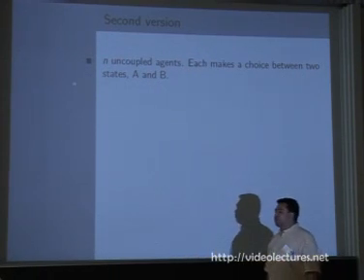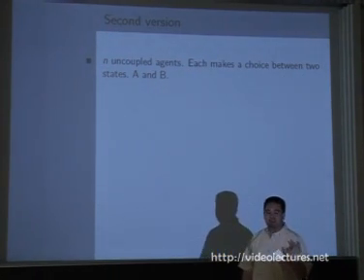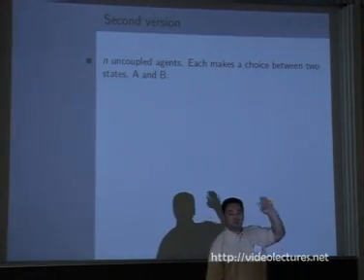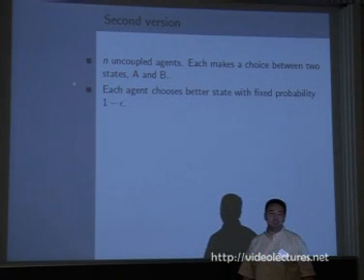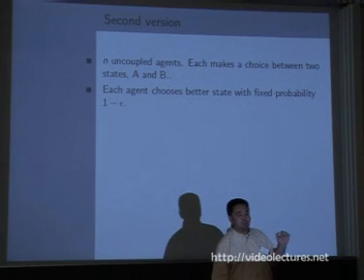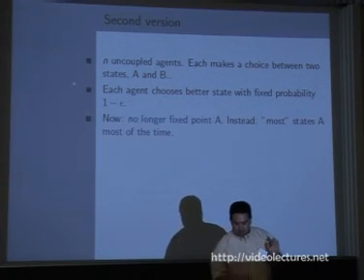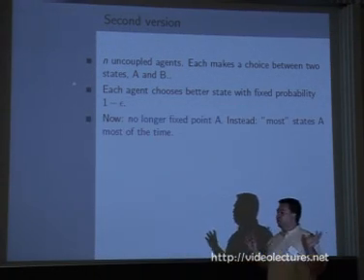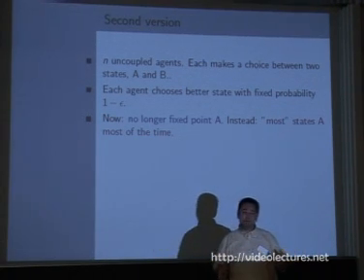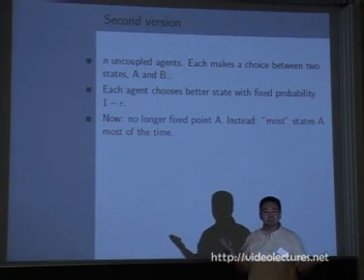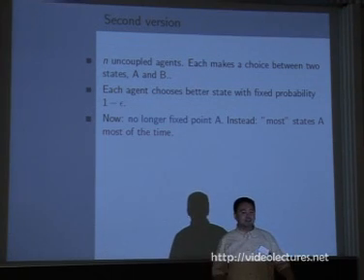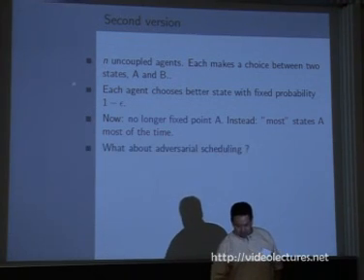Okay, let's go to something a little bit less trivial. So instead of having our agents always choose their best state, we're going to make each agent choose its best state with some small error, at 1 minus epsilon. Now, of course, we no longer can guarantee that the system goes to everyone being A under random scheduling. Instead, what will happen is that most agents will be in state A most of the time. In fact, 1 minus epsilon of the time, and the fraction of agents.